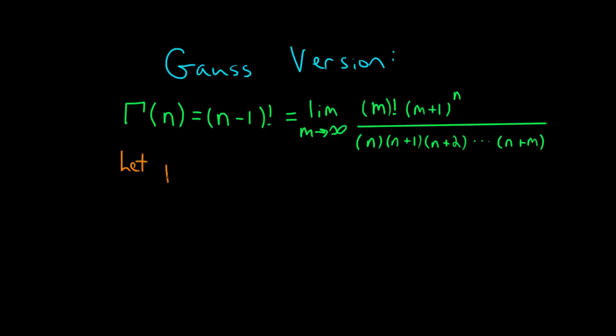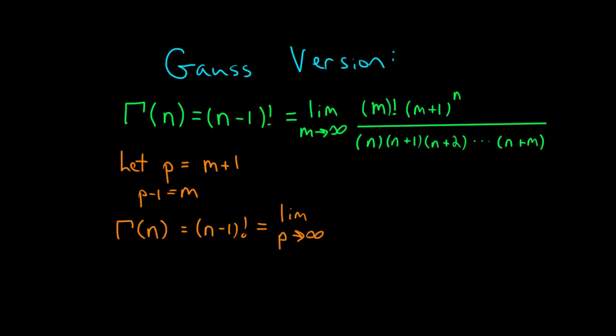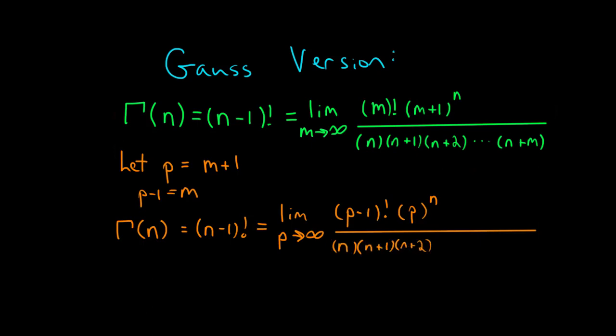There's a modification of this infinite product formula attributed to Gauss, and I'm going to derive it here by making the following variable substitution. We're going to let p equal m plus 1 in this expression. Then p minus 1 will equal m, and we say gamma of n, which we know equals n minus 1 factorial, would then be the limit not as m approaches infinity, but as p approaches infinity, for the expression p minus 1 factorial times p to the n all over n times n plus 1 times n plus 2 all the way up to n plus p minus 1. That's being substituted in for m here.